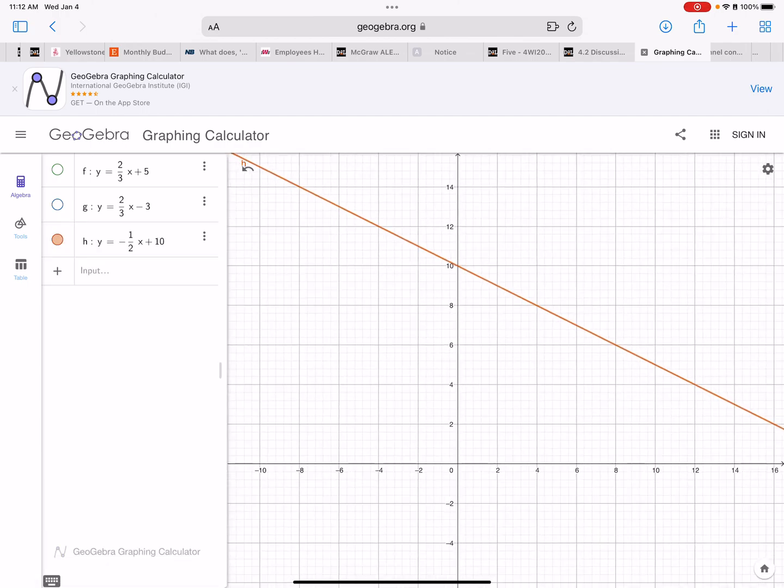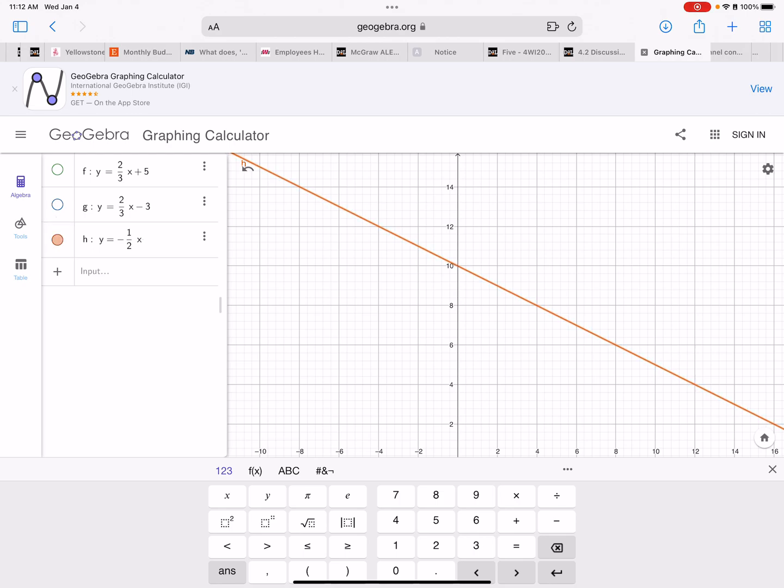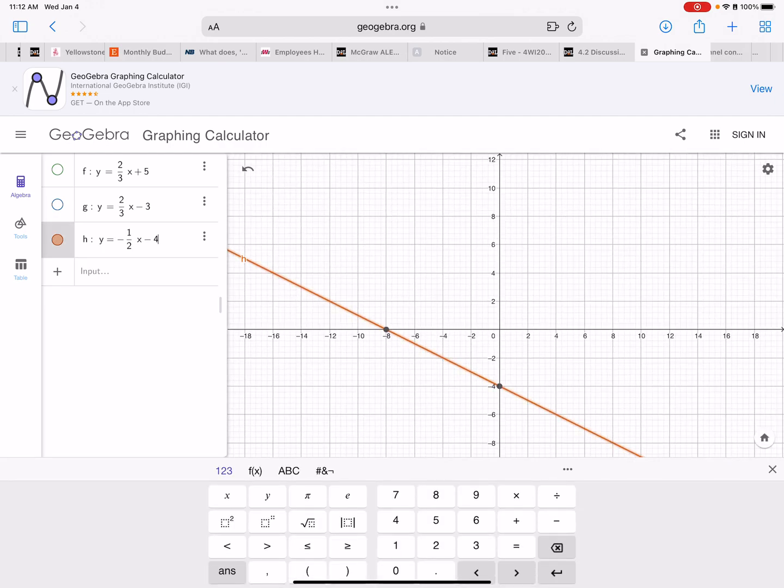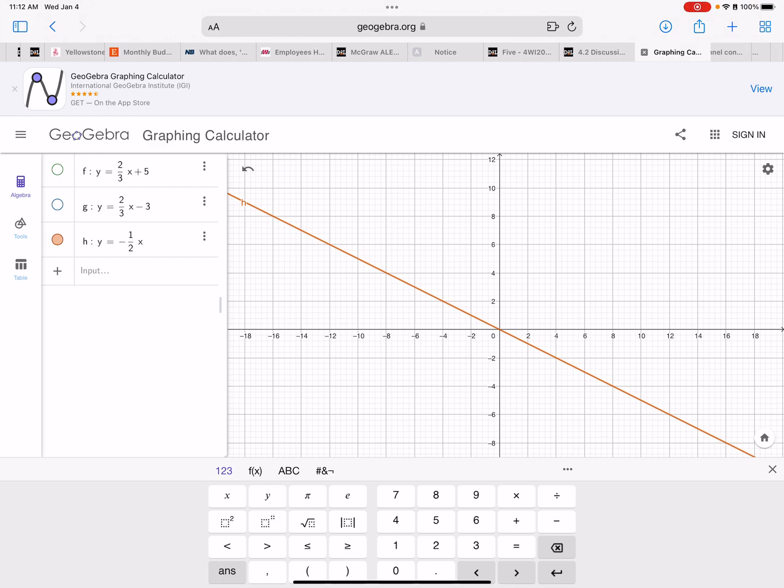Or you could put -4, and you'd see that would make it go lower. Or you could do like this. Now, on this one, you're not supposed to take a screenshot and graph it. Excuse me, you're not supposed to take a screenshot and submit it, because all you're supposed to do is just write the equation for your classmate.